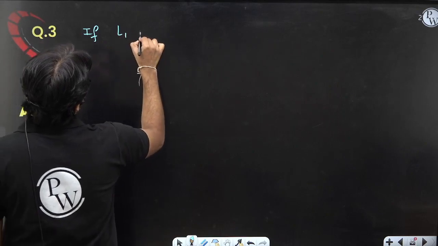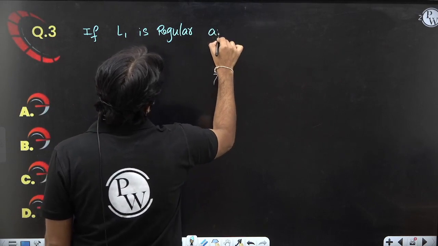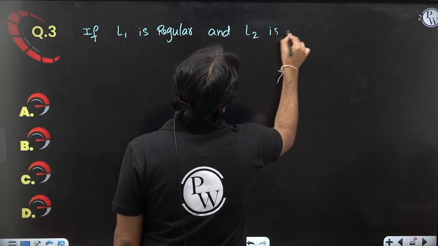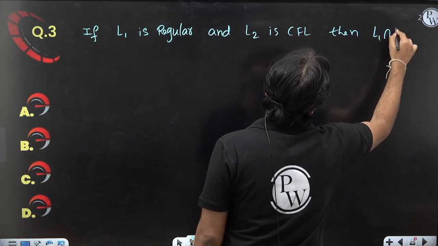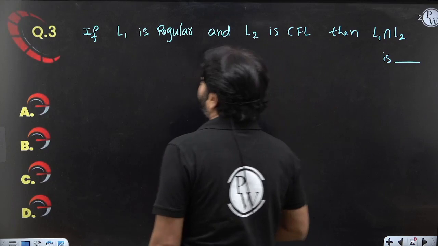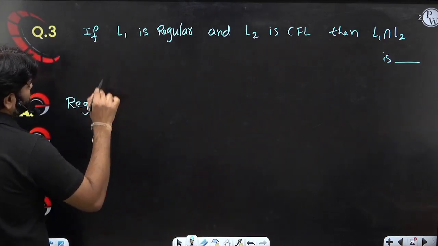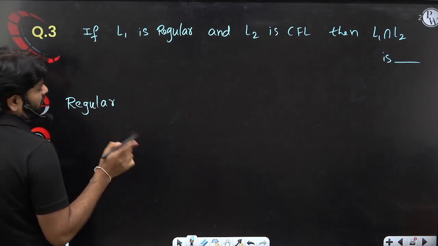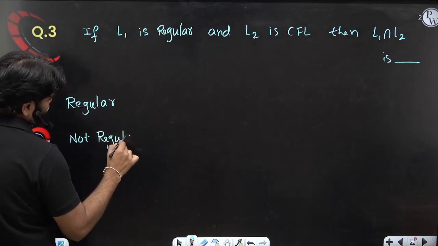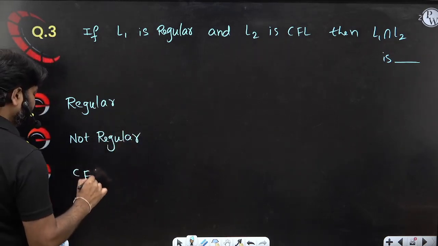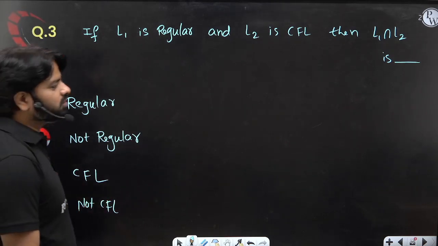If L1 is regular, and, in fact I did not discuss this, but you should understand, L2 is a context-free language, then what is L1 intersection L2? Options: regular, always regular, not regular, CFL, not CFL. Here only one answer is correct, so choose accordingly.